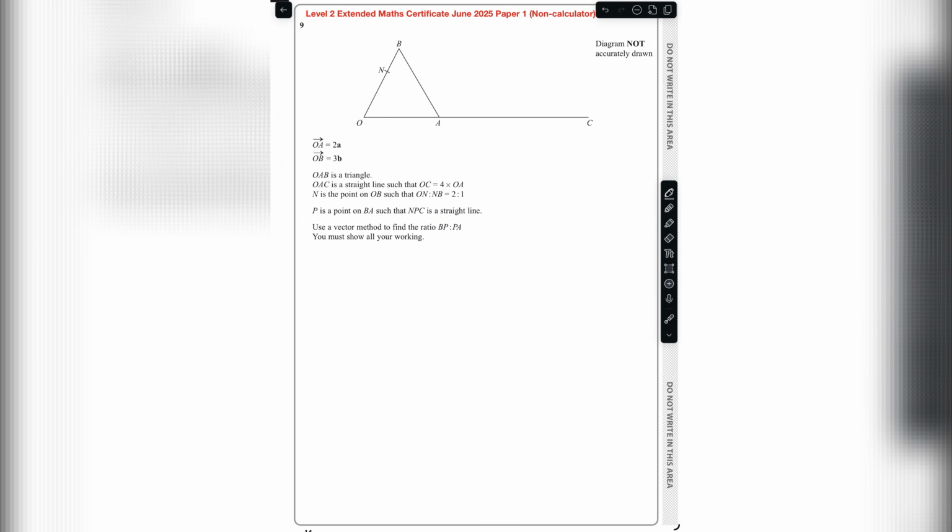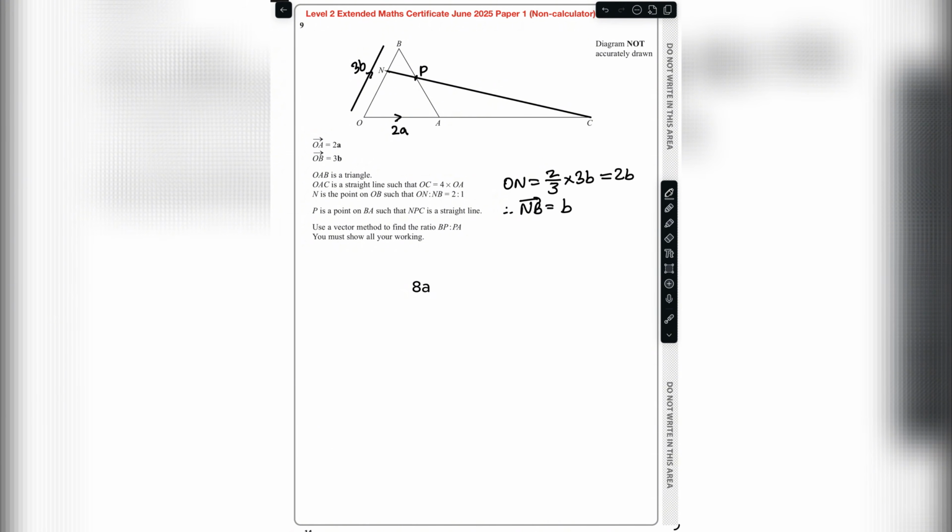So the first thing I'm going to do is annotate this diagram using the information given in the question. And given as OB is 3b, ON can be obtained by dividing 2 by 3 and multiplying that value by 3b, and that gives us 2b. Therefore, NB can simply be obtained by subtracting 2b from 3b, and that gives us b.